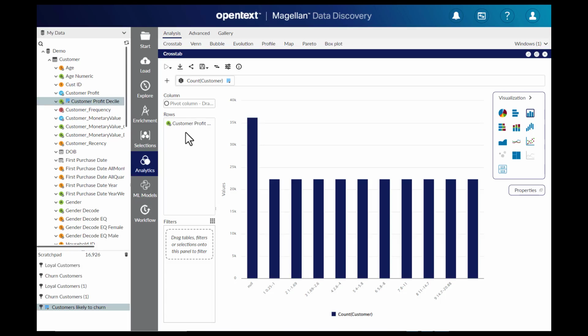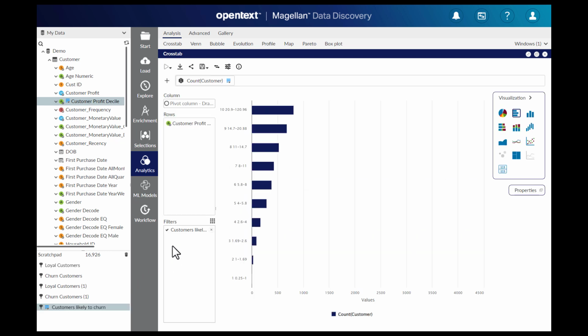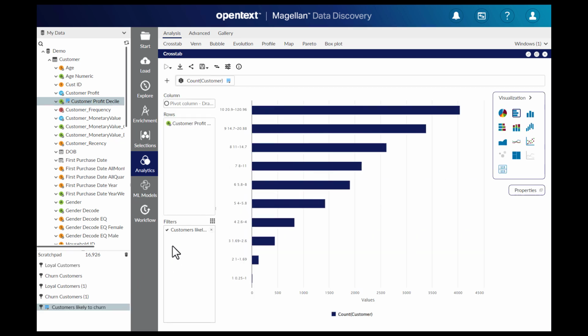Now, filter the analysis only for the customers that are likely to churn. It is shown that customers likely to churn are the most profitable customers. There are more customers likely to churn as the profit band is higher. Action should be taken to retain these customers by contacting them with marketing campaigns that aim to avoid churn and promote new purchases.